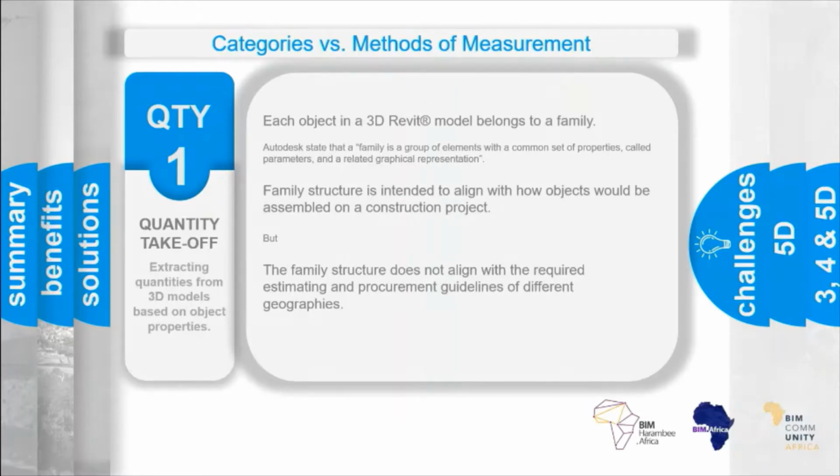Unfortunately, the family structure, which forms the basis of Revit models, doesn't align with the required estimating procedural guidelines that are implemented in many of the geographies. We've tried to get around this by using the application of a 5D classification parameter, but we're still finding that there are issues on the basis of how the models are put together, and that these families and categories, while efficient for modeling, don't necessarily talk to construction sequence.